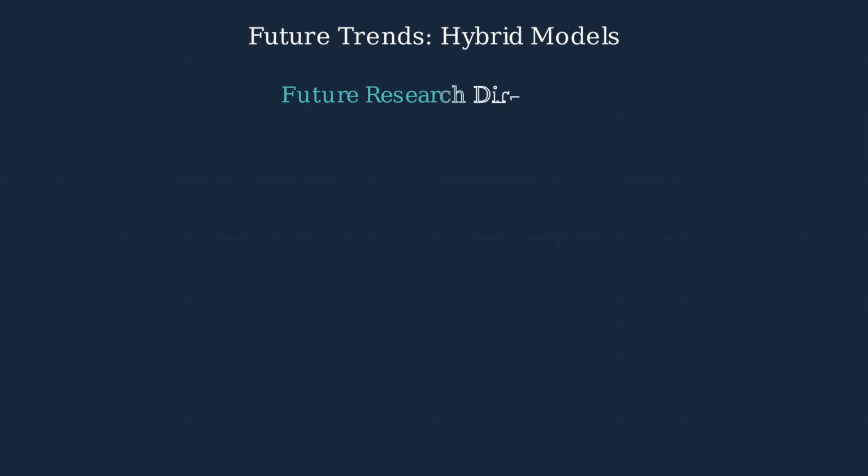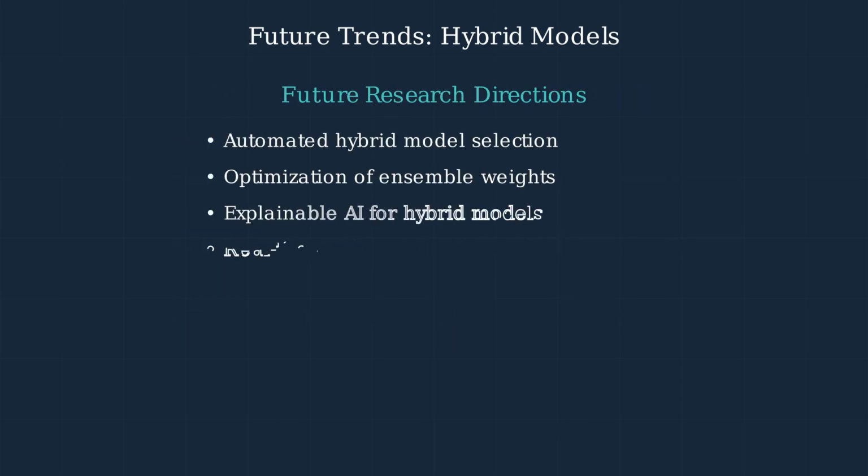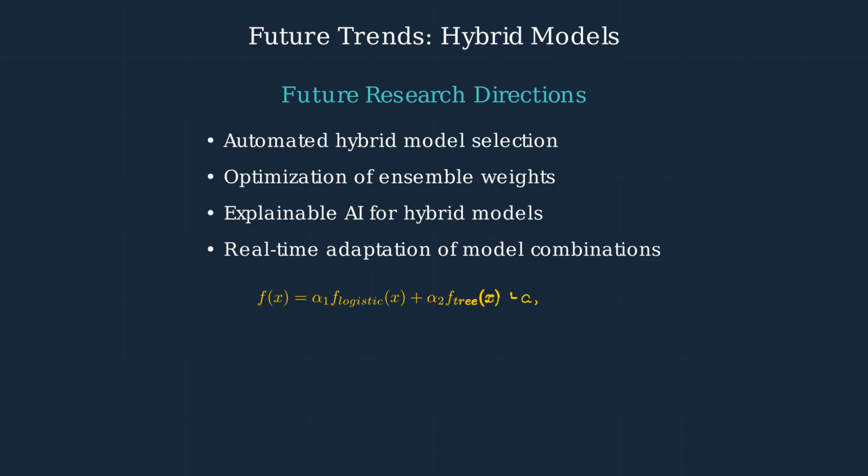Future research in hybrid logistic regression will focus on several key areas. Automated model selection will streamline the development of hybrid approaches. Optimization of ensemble weights will maximize performance through precise model combination. Explainability techniques will make complex hybrid models more transparent, and adaptive systems will enable real-time adjustments to model combinations. The equation shown here represents how different models can be weighted in an ensemble.